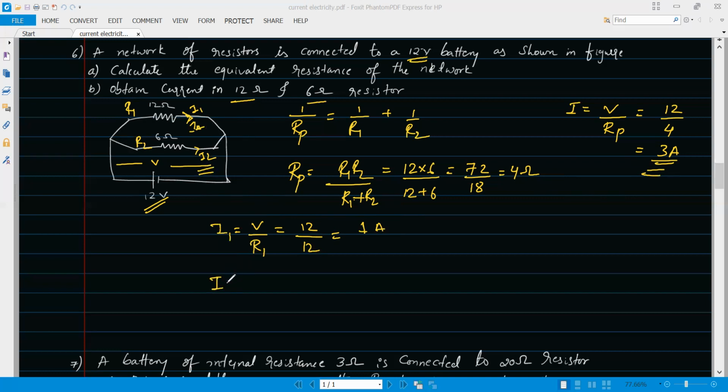Therefore we can write I2 is equal to total current minus I1. So this is 3 minus 1, which is equal to 2 ampere. So the current flowing through this is 2 ampere. The current through the main branch is 3 ampere, which is the total current that divides here, so we can verify it. So you use the formula correctly, and when no internal resistance is given, this EMF itself is nothing but the potential difference. When the internal resistance is 0, the potential difference and EMF are the same.